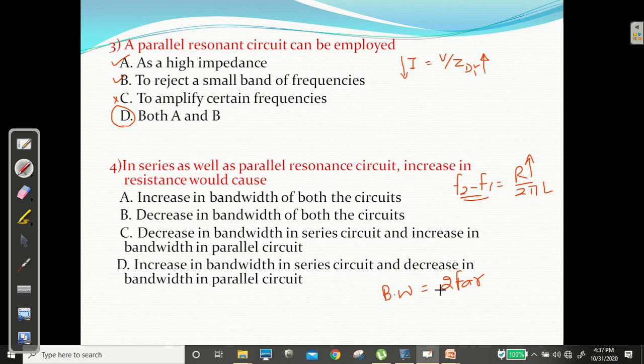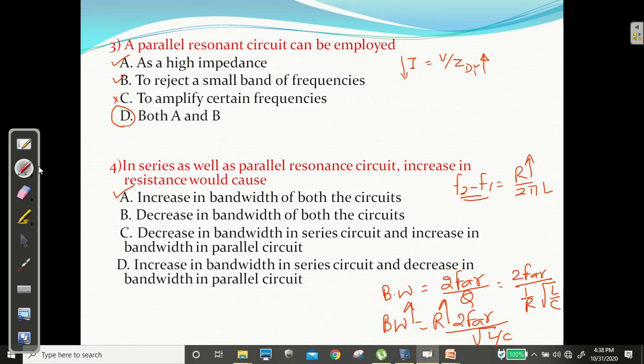FAR upon Q, equal to 2 FAR upon Q, equal to 1 upon R root L by C. So bandwidth equals R into 2 FAR upon root L by C. So if you increase the R, bandwidth will also be increased. In both the cases, if you increase the R, bandwidth will increase, right? A answer is correct.